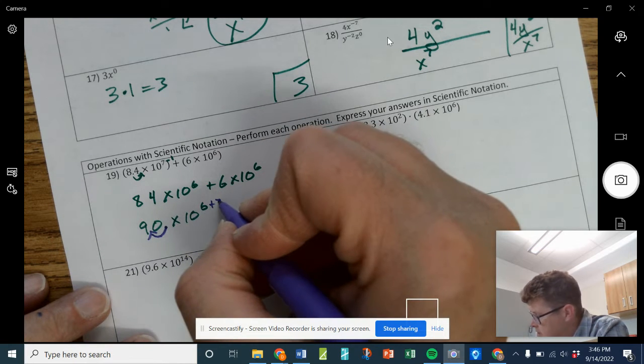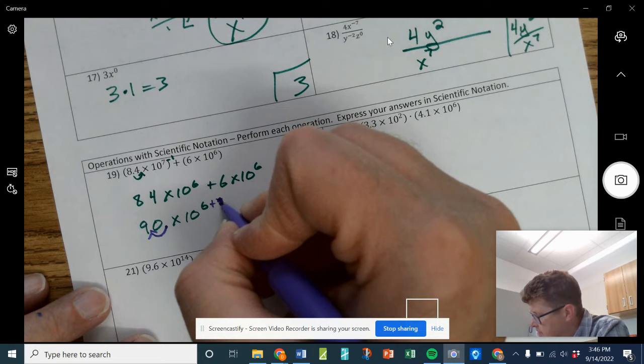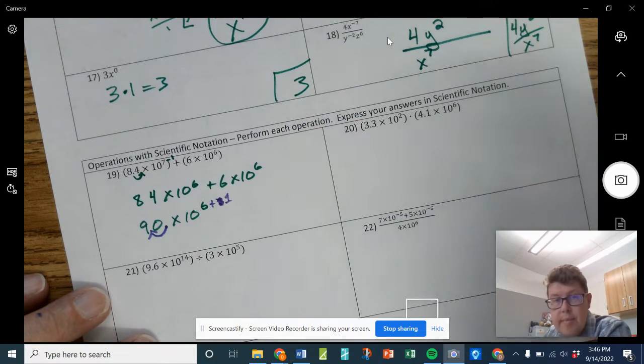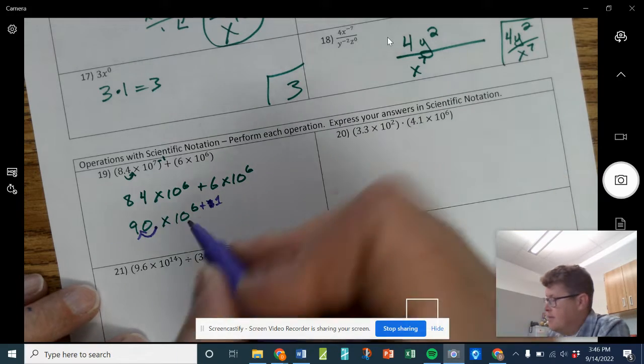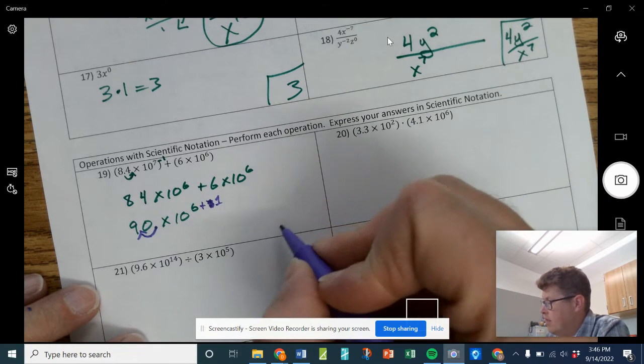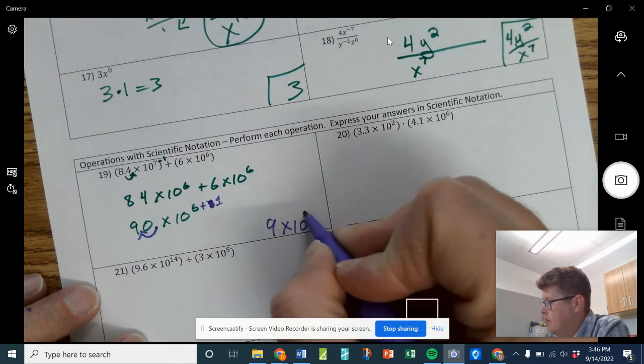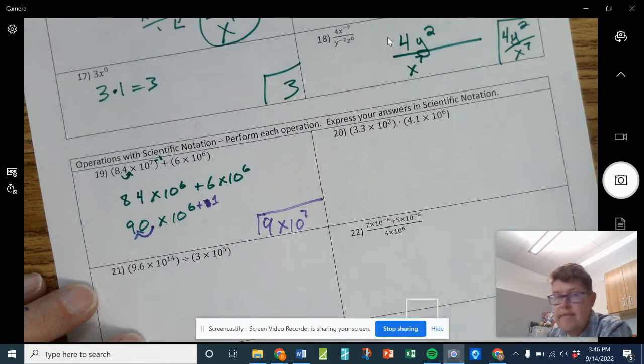In this case, that shouldn't be a 7. I don't know why that looks like a 7. That should be a plus 1. My bad, because I was thinking 6 plus 1 is 7. So this becomes 9.0 times 10 to the 7th, or just 9 times 10 to the 7th.